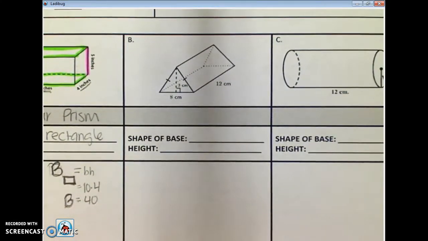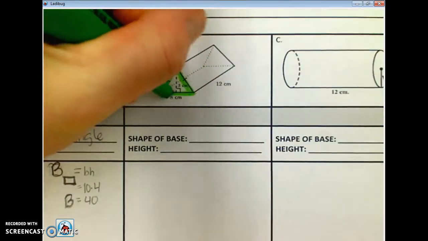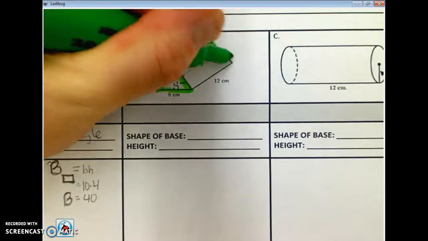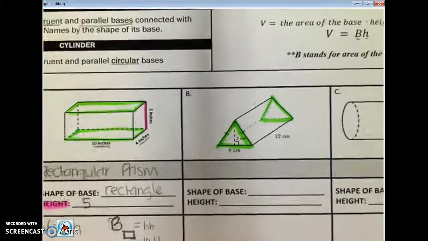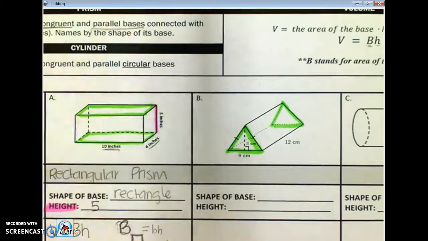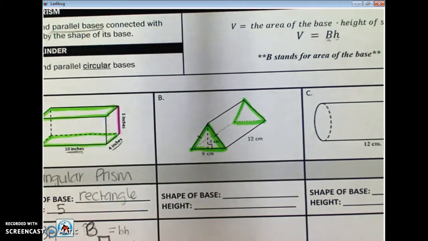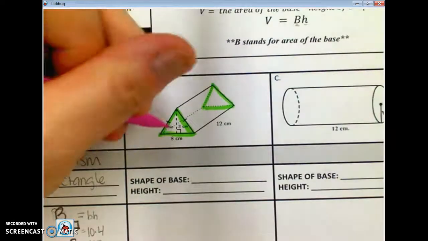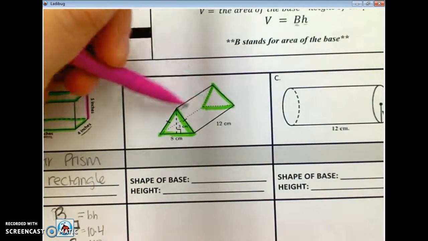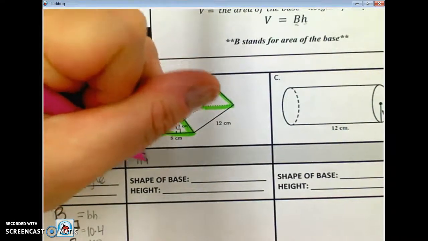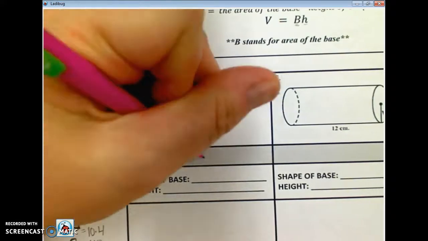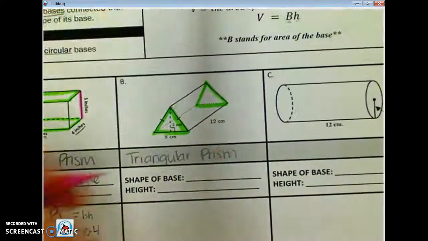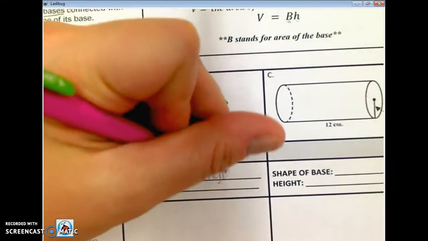See if you can pause the video and try to name the shape for yourself. All right? So again, what we're looking for is I see a triangle here, and I see another triangle here. And I only see 2 of them. They're not touching. Okay, so there's 2 congruent, parallel bases. So that means that that is my base. So it's a triangle, and I see a rectangle over here connecting those 2, so that means that it's a prism. So it's a triangular prism, okay? Because the shape of my base is a triangle.